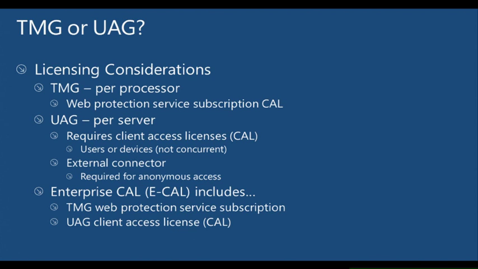In addition, the Enterprise CAL, or the eCAL, which many larger organizations have, includes a couple of licenses that are important to us. The eCAL includes the TMG Web Protection Service Subscription Client Access License, and it also includes the UAG Client Access Licenses as well. So what that means is that if you're from a larger organization or agency, and you have the eCAL, then you own these licenses and you can deploy these technologies today without having to worry about the licensing.